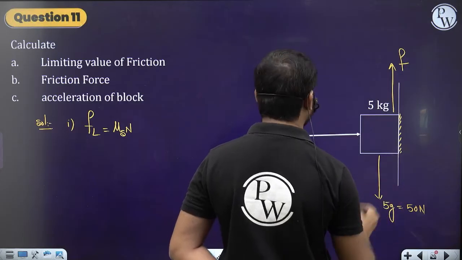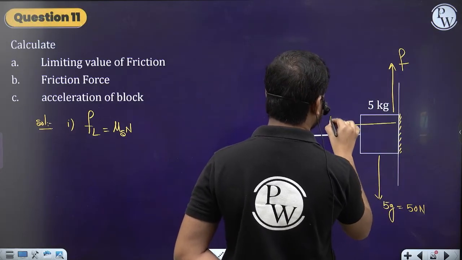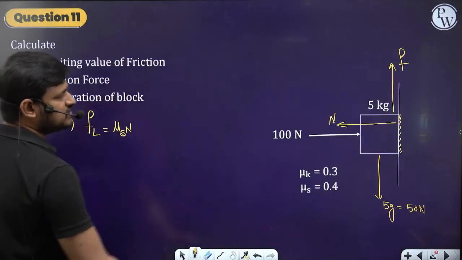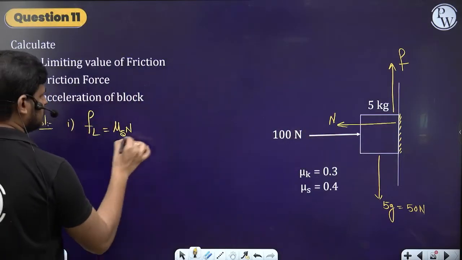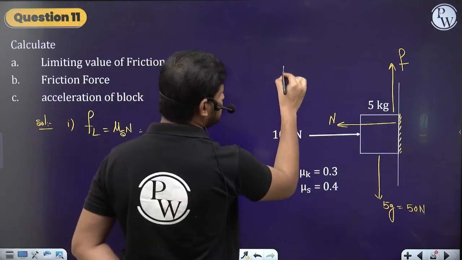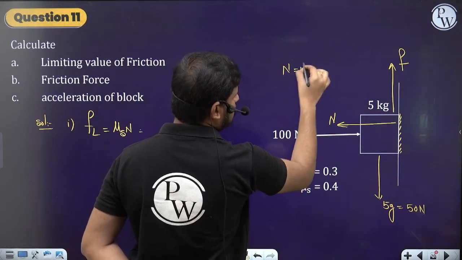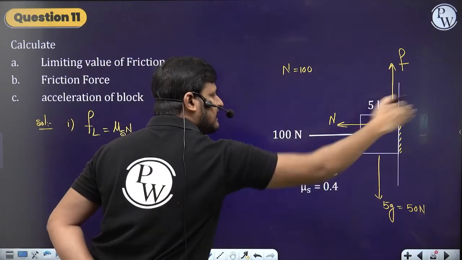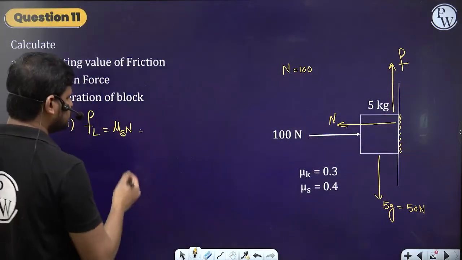So here the thing is normal is on this side. Yes or no? Perpendicular to the point of contact. So normal is equal to what? 100 newtons here. So the normal is equal to 100 here. Don't take normal is equal to 50. Normal is on this side and 100 newtons on that side. That's why normal is equal to 100 here.